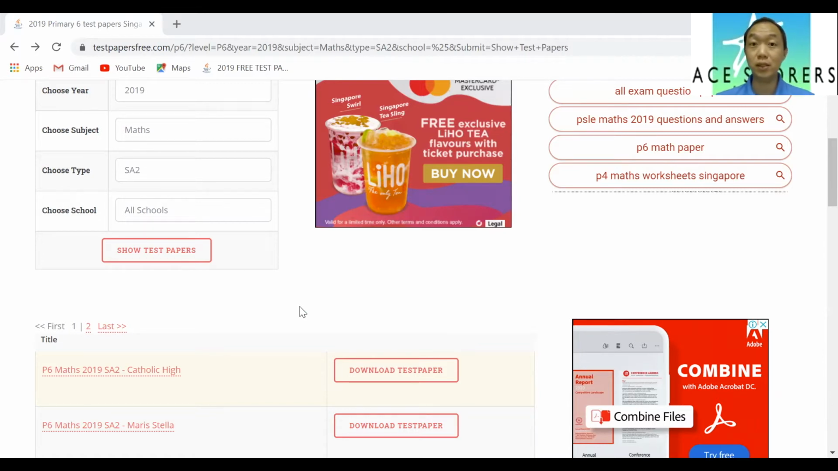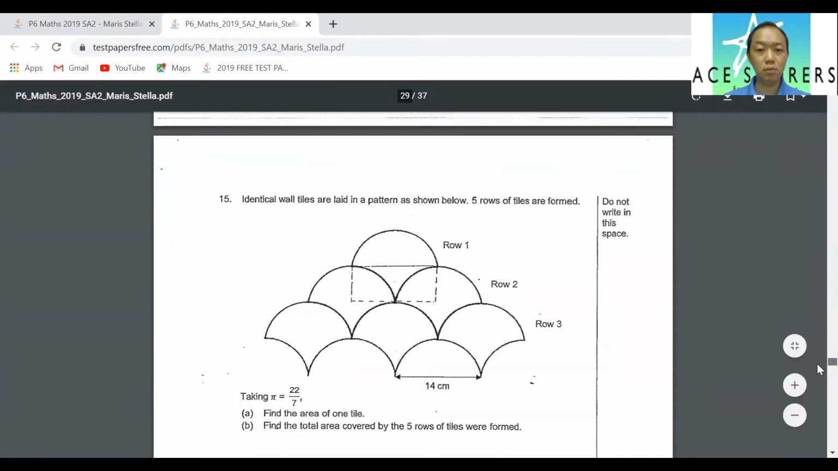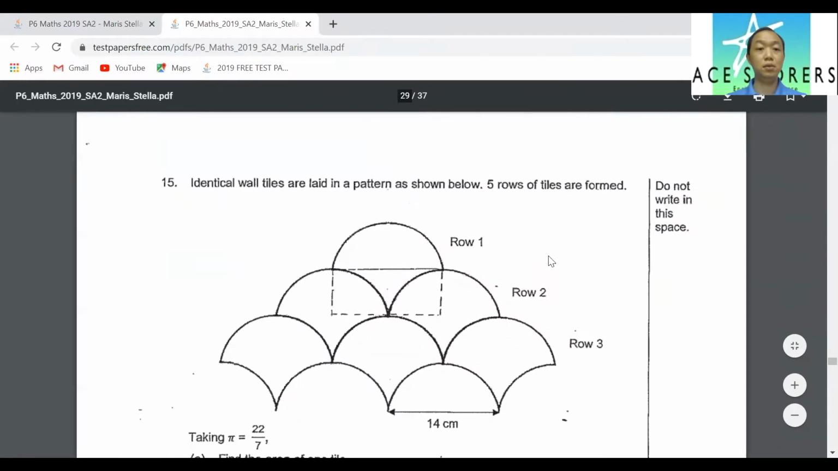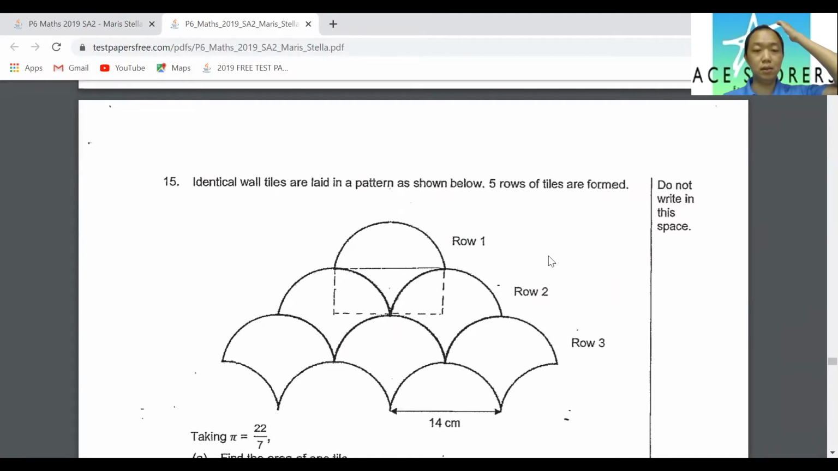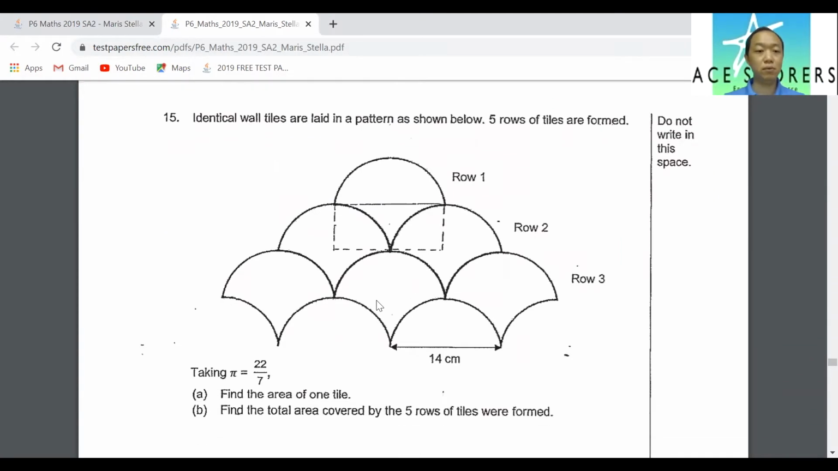Focusing on pattern questions. I'll be looking for them by going through all the different school papers. Yeah, this is a pattern question. Here's an example of a pattern question. Let's take a look. Identical wall tiles are laid in a pattern as shown. 5 rows are formed. Find the area of one tile.